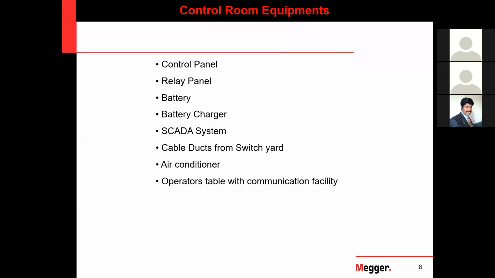What is there inside the control room? Control room consists of control panel, relay panel, battery charger, SCADA, and all the things that you see here. Cable ducts, air conditioner, operator's table with communication facility. Okay. Now the main idea is to understand what is a control panel and what is a relay panel. So let us see.